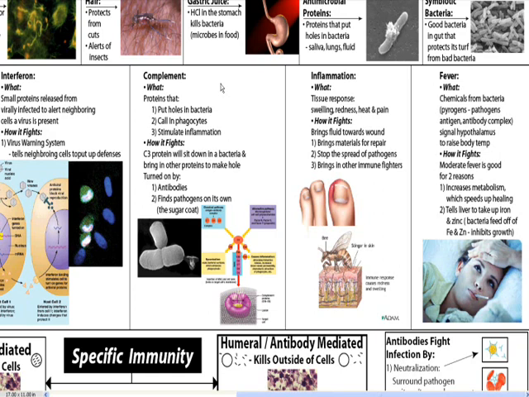Inflammation, the hallmarks are swelling, redness, heat, and pain. How does it fight? So if you have a cut on the back of your hand, inflammation is basically fluid moving towards that cut. Three things are going to happen as fluid moves towards that cut. First of all, you're going to bring in materials for repair, like oxygen, platelets, amino acids, things like that. You're also going to stop the spread of pathogens. So if fluid is moving towards that cut, it's going to make it harder for those pathogens to spread away from that cut.